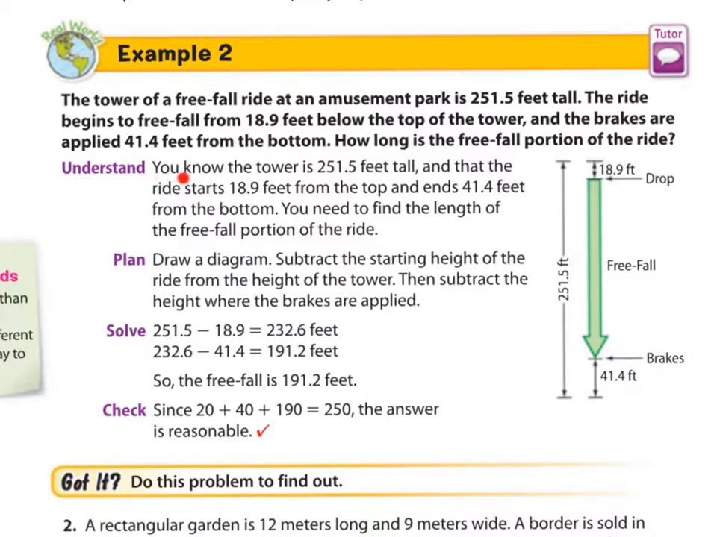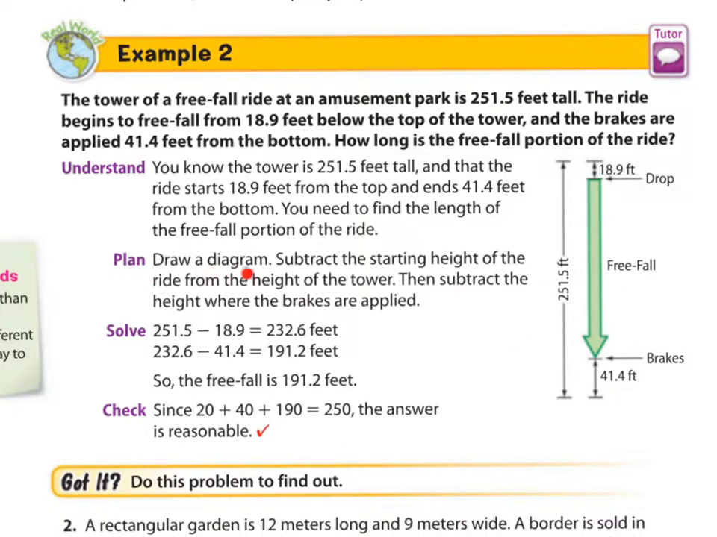Understand, you know the tower is 251.5 feet tall, and that the ride starts at 18.9 feet from the top and ends 41.4 feet from the bottom. You need to find the length of the free fall portion of the ride. Yeah, that's what we know. We need to find the length of this actual free fall, the part where there's no brakes.